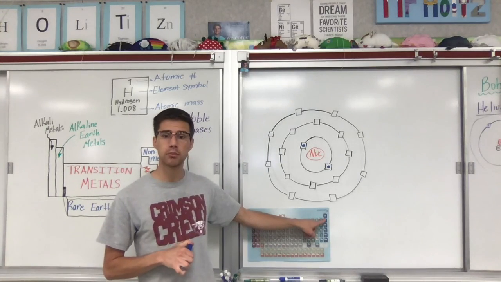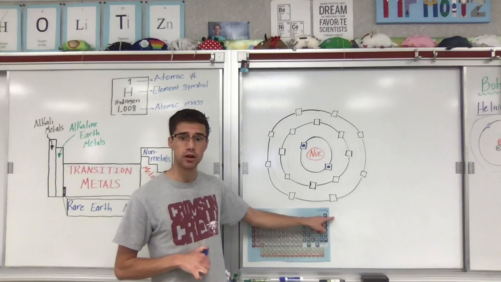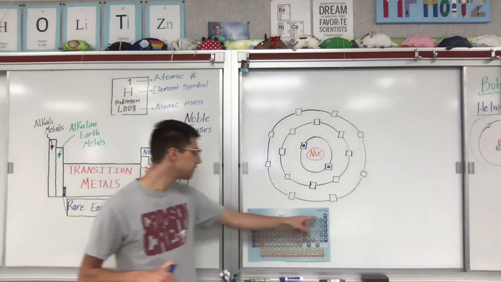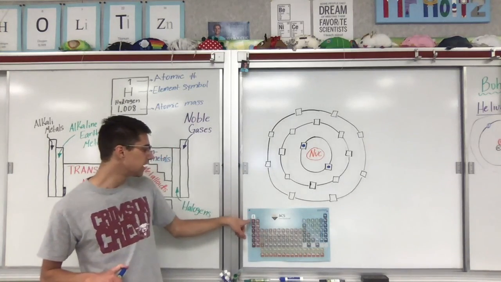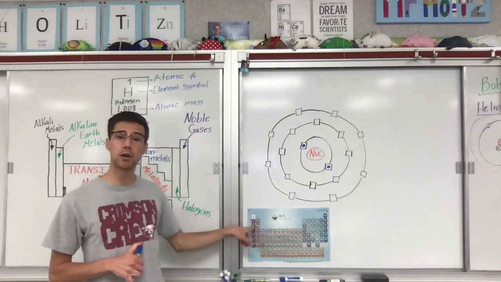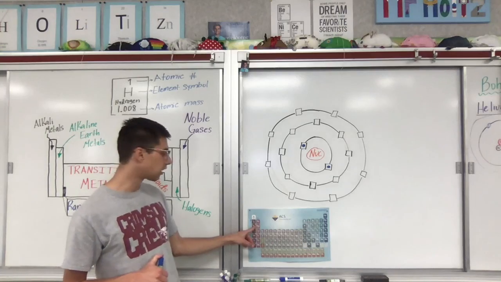Obviously, after helium, there's nothing right here, right? It's just blank. It's my whiteboard. That's because element number 3 is not in the first row. It's not in the first period on the periodic table. It's in the second period. So element number 3, lithium, is actually in the second row down here, all right?